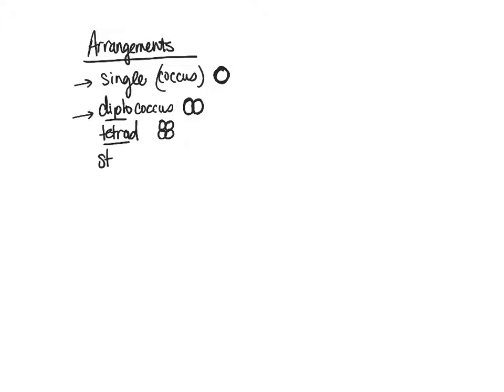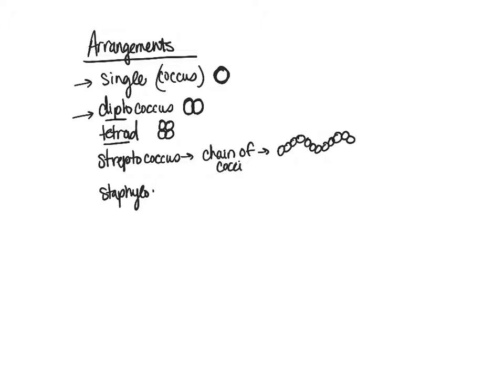Do you remember what streptococcus looks like? So streptococcus is a chain of cocci. So remember, we have our chain, so it would be something like this we may see. And then we have the other one, which is staphylococcus. What did that look like? A cluster of cocci.